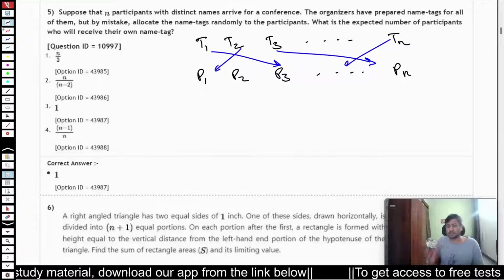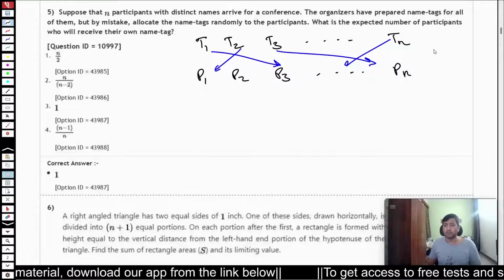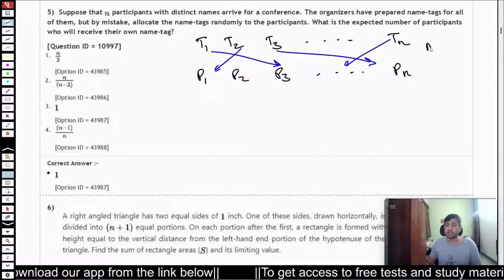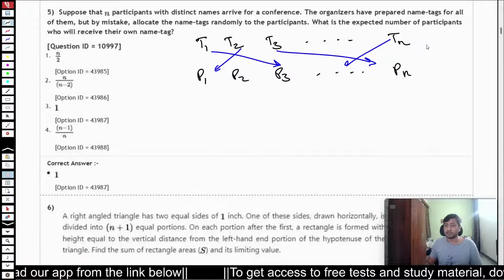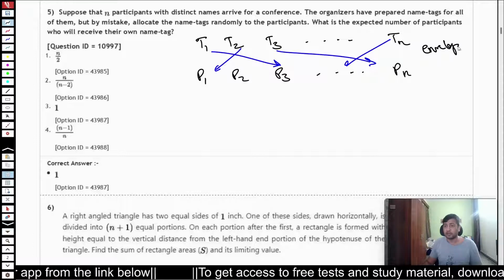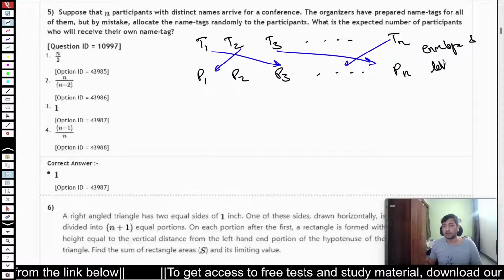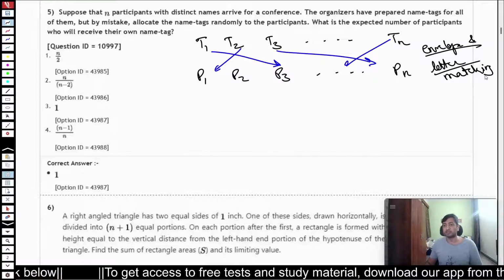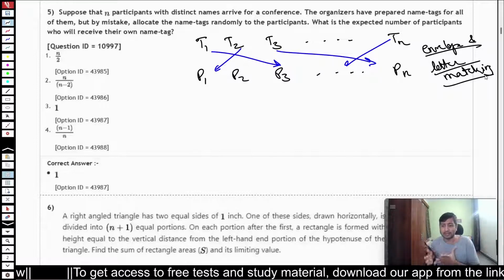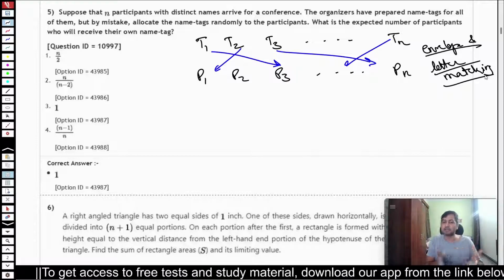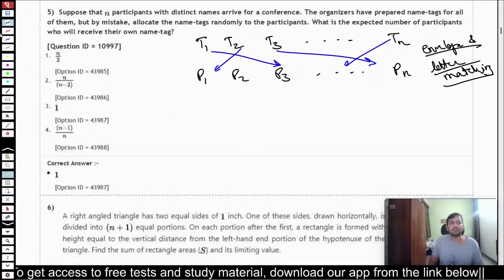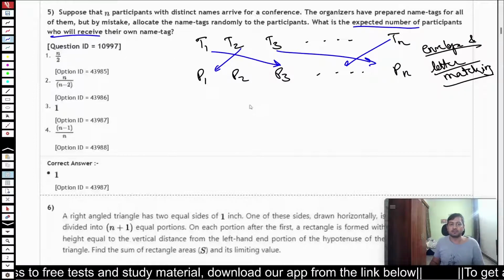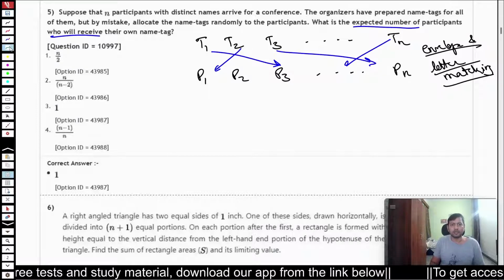So this is a very classic case. You can Google the case of matching envelopes with letters. Envelope and letter matching, something like that, Google it. So instead of putting the letters in the correctly addressed envelopes, you are allocating tags to people. So it's a similar question. They have asked the expected number of participants who will receive their own name tag.